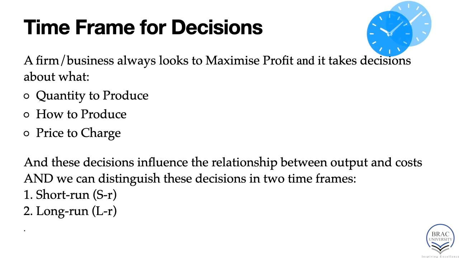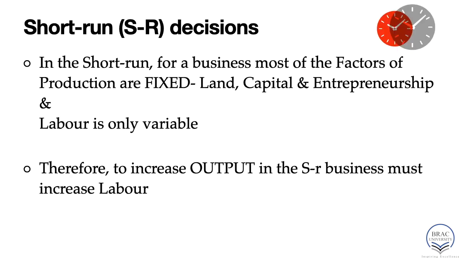We know that it is in the best interest of a firm to maximize its profits, and in order to do that, it needs to decide on the product, the quantity, and how much to charge for that product. And these decisions are based on two time frames: one, the short-run time frame, and two, the long-run time frame. Let's begin with the short-run time frame first.